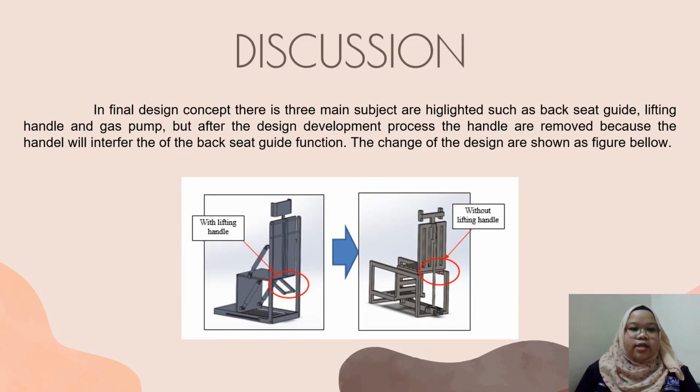Okay, next the discussion. In the final design concept, there are three main highlights such as the back seat guide, lifting handle, and gas spring. But after the design development process, the handle was removed because the handle would interfere with the back seat guide function. The change of the design is shown in the figure below. So this is what I already showed before this. So they're different, and that is the reason why the handle was removed.